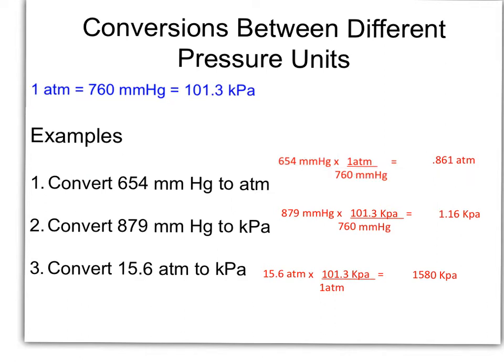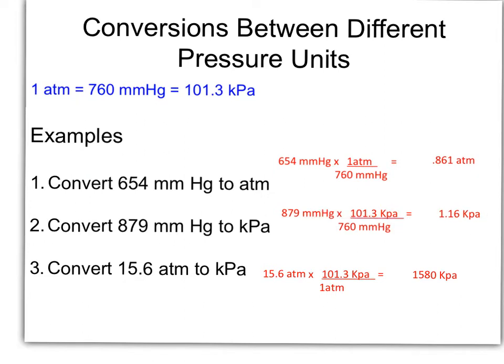If we take a look at the second problem, we're going to start off with 879 millimeters of mercury. We're going to go ahead and draw our T-chart. We're going to get rid of millimeters of mercury by placing it on the denominator. We are trying to change our unit to kPa. That's going to go on top. And then I'm going to go up to my conversion factor and realize that for every 101.3 kPa, that's equivalent to 760 millimeters of mercury. I'll put those numbers in their designated places. Then I'm going to do my math after I cancel out the common unit. 879 times 101.3 divided by 760 will give me 1.16 kPa.